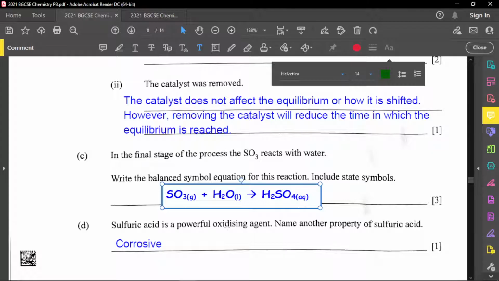Now, sulfuric acid is a powerful oxidizing agent. Name another property of sulfuric acid. Sulfuric acid definitely is corrosive. I mean, all acids are corrosive.